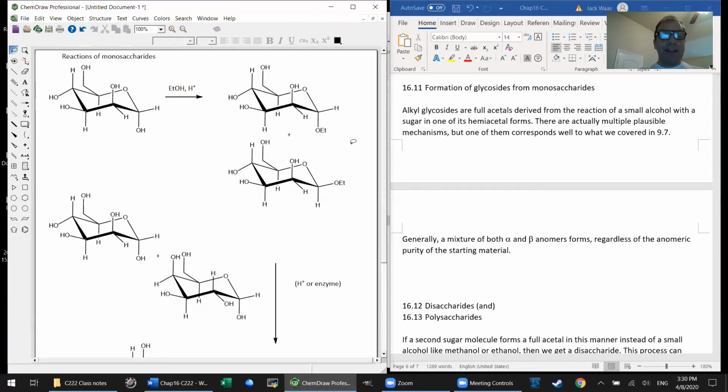And another byproduct of the reaction, you won't be responsible for the mechanism. It's a bit more complicated than the one we learned in chapter 9 when we discussed forming acetals and hemiacetals. And the reason it's more complicated is there's actually easily 2 or 3 plausible mechanisms. So we don't need to worry about the details. One of those plausible mechanisms, by the way, is similar to what we learned in chapter 9.